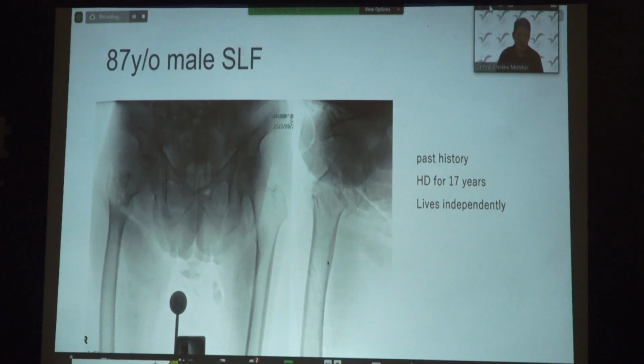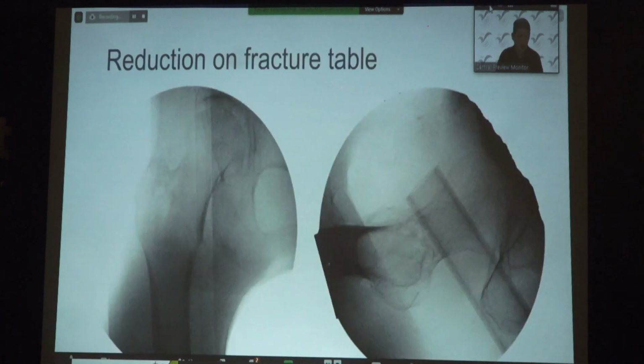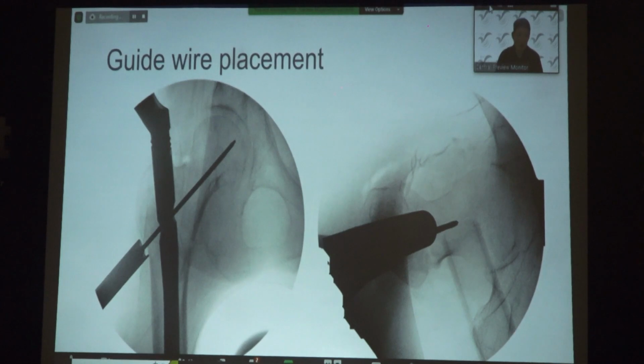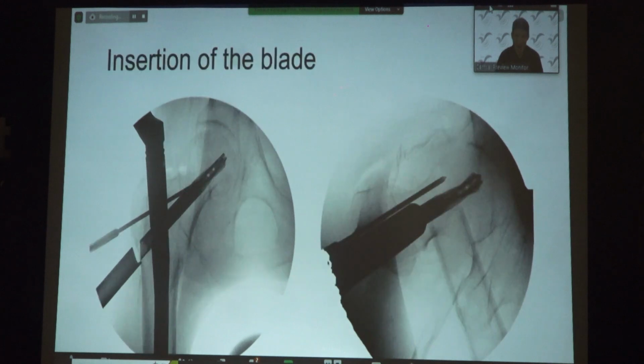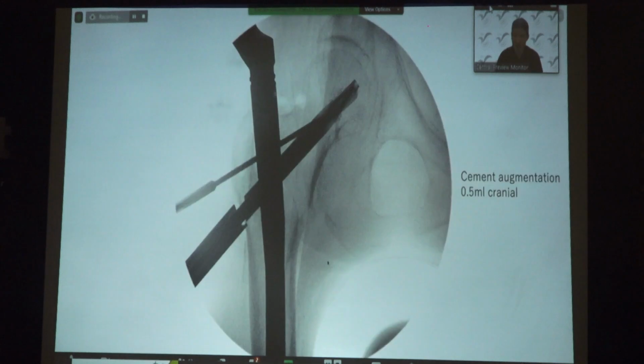Here's another case, an 87-year-old male, same-level bone. He had chronic renal failure and had been on dialysis for 17 years, and he still lives independently with his family. After getting the reduction, I placed the guide wire and an extra K-wire for additional stability, because this guy was very osteopenic and the bone was very soft. Despite the fact that my blade was in a pretty nice position, I decided to do the cement augmentation because of his bone quality.